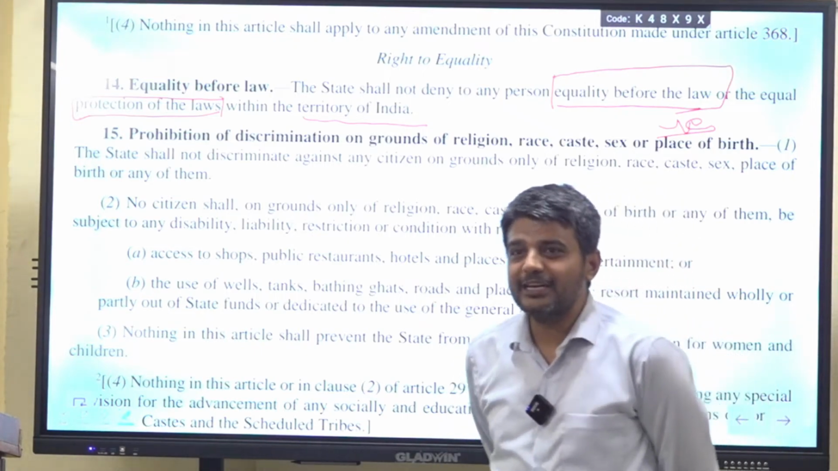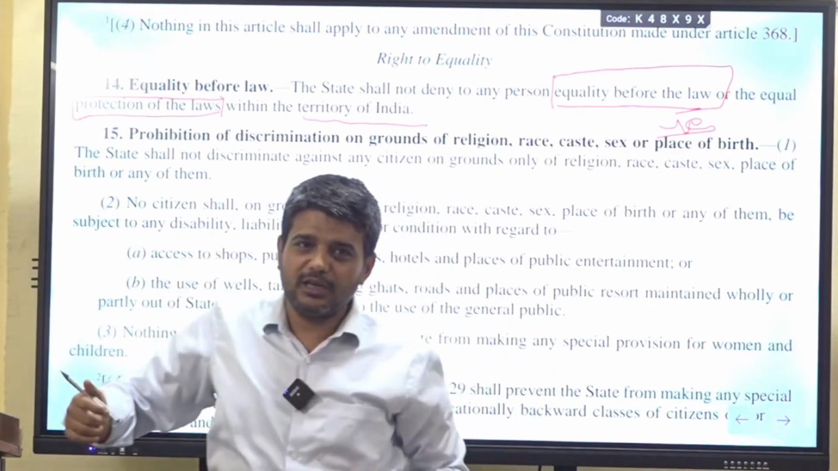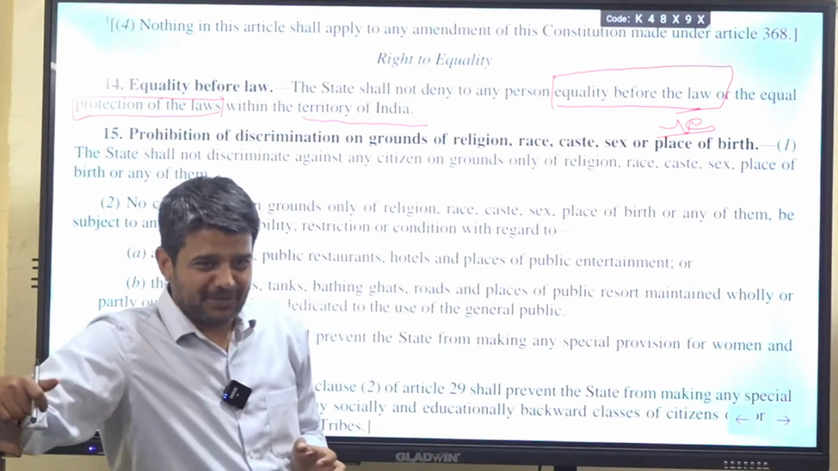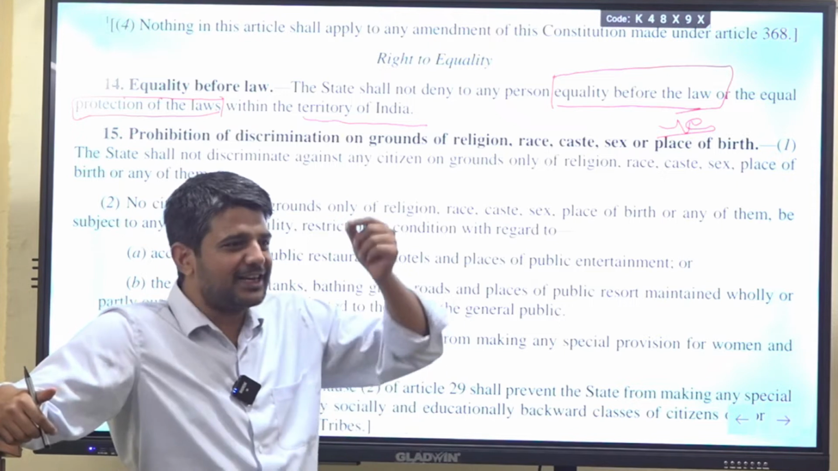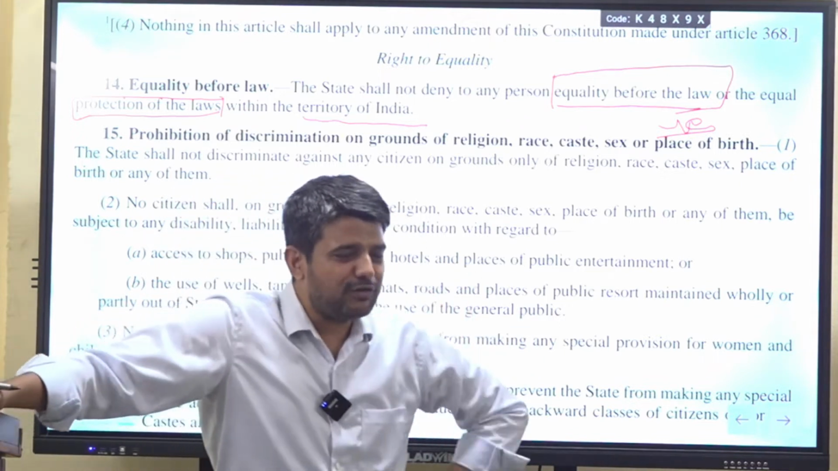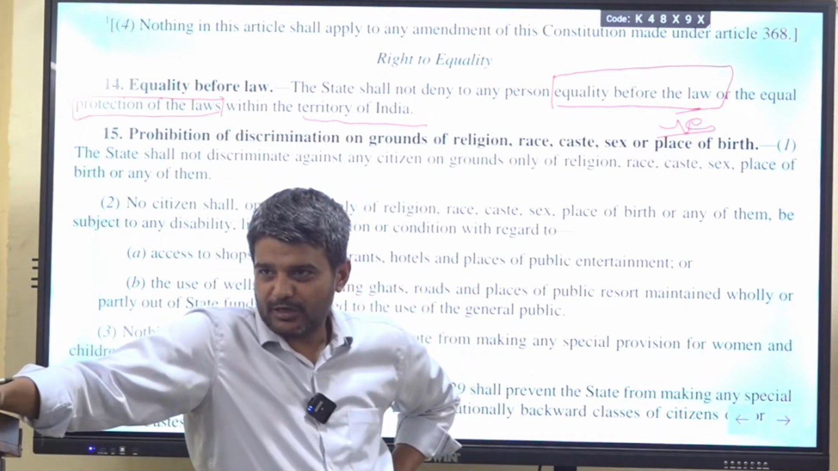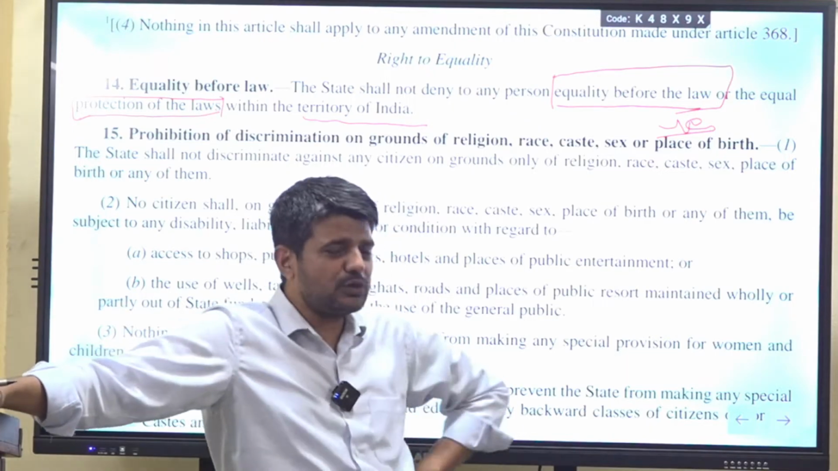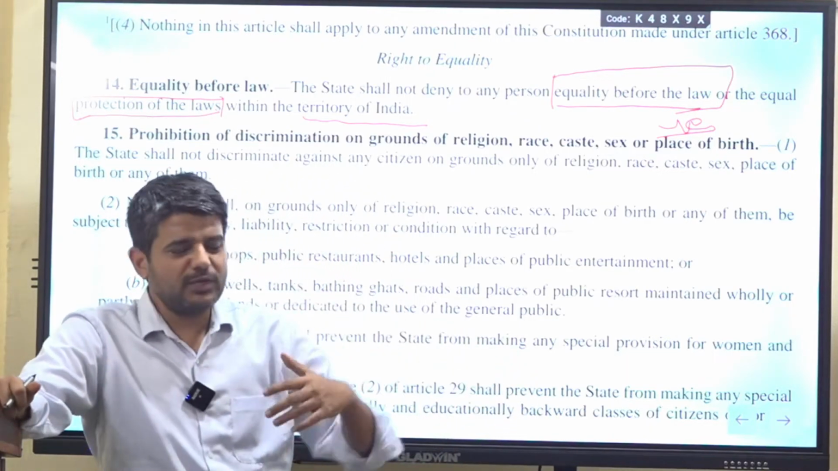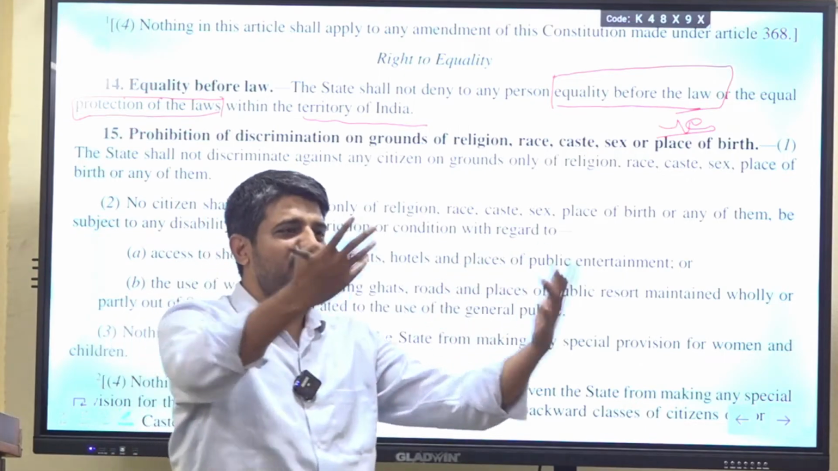So the court has come up with certain doctrines. If you are discriminating, these are the set of rules that you must follow. Getting my point? Understood? Now, what are those set of rules? Those set of rules are basically the progressive interpretation of equality.